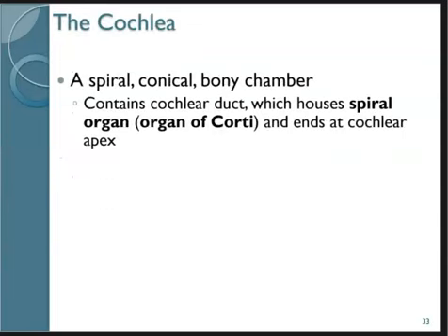Okay. Next, we're going to talk about the cochlea. Cochlea looks very similar to a snail's shell. It's a spiral shaped, conical shaped bony chamber. The receptors itself are called the spiral organ of Corti, which basically can be found at the tip, the apex of the cochlea.